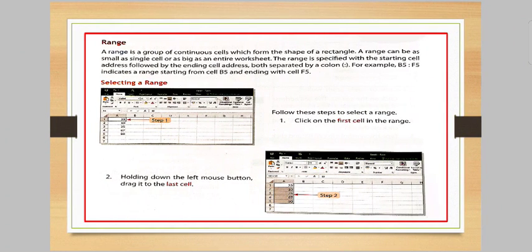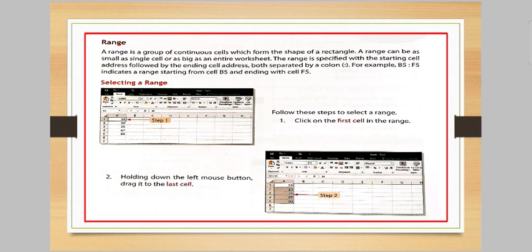Next is range. A range is a group of continuous cells which form the shape of a rectangle. A range can be as small as a single cell or as big as an entire worksheet. The range is specified with the starting cell address followed by the ending cell address, both separated by a colon. Remember this.